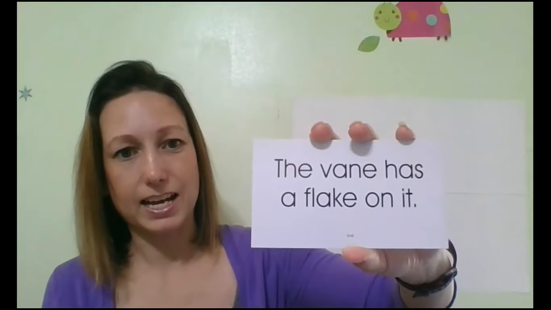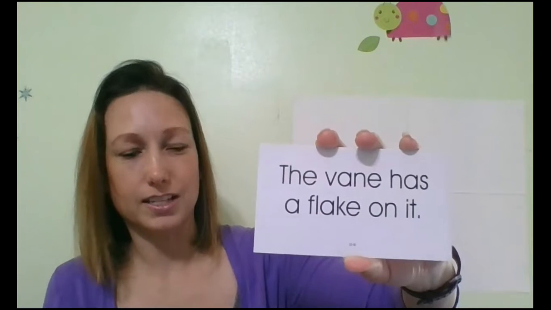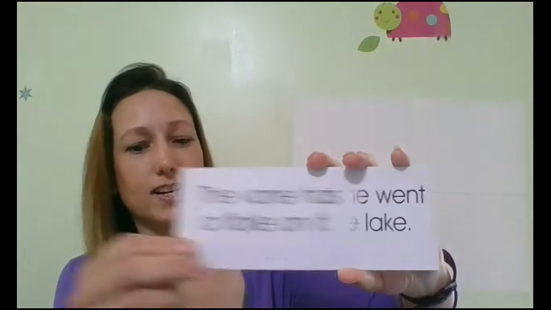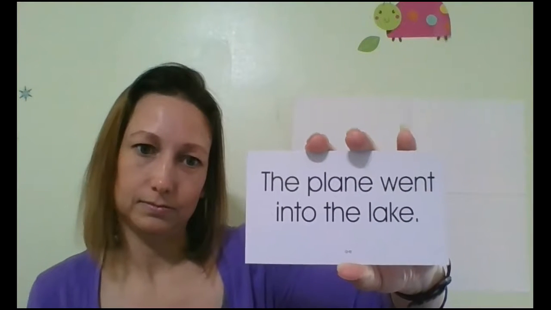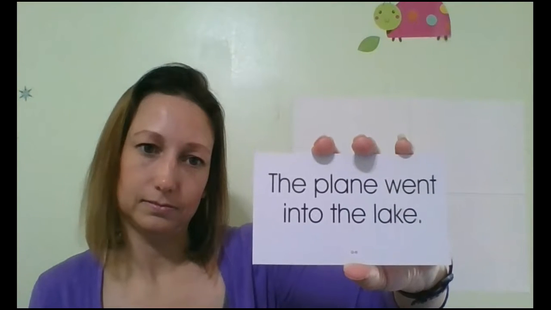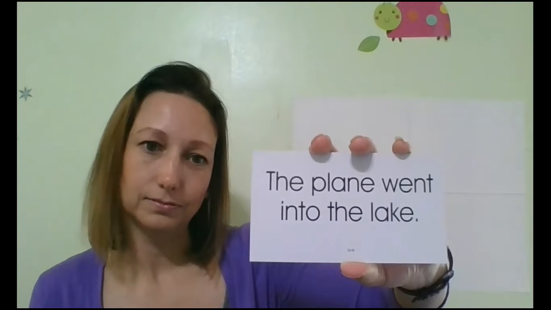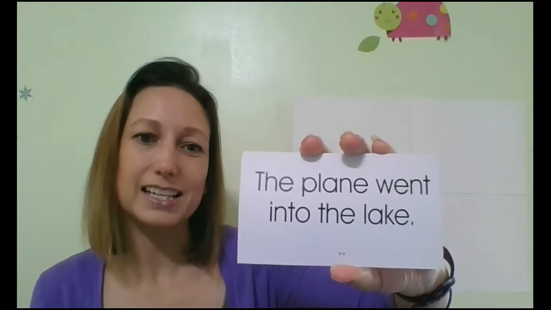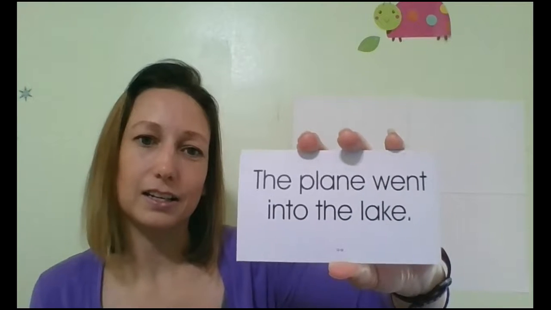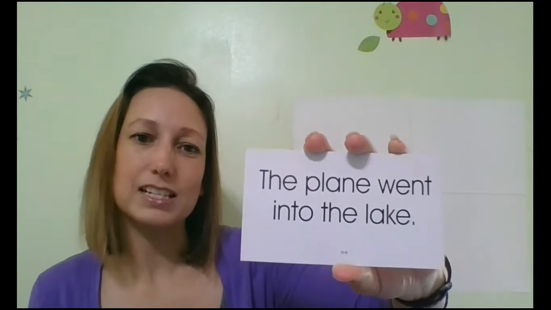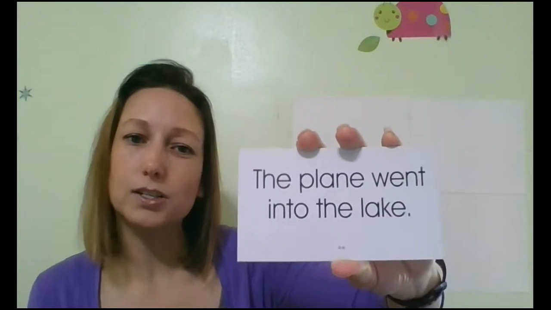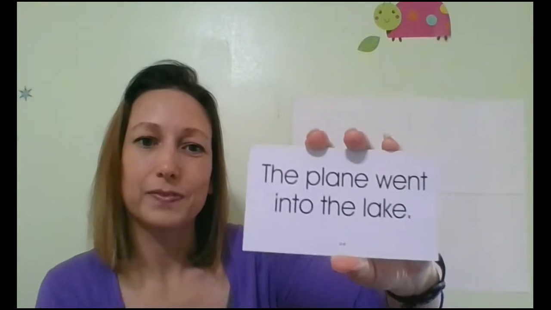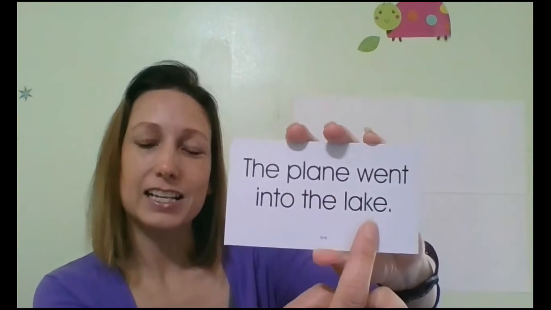The vein has a flake on it. The plane went into the lake. And what 2 words in here have our A, consonant, E pattern? Plane and lake.